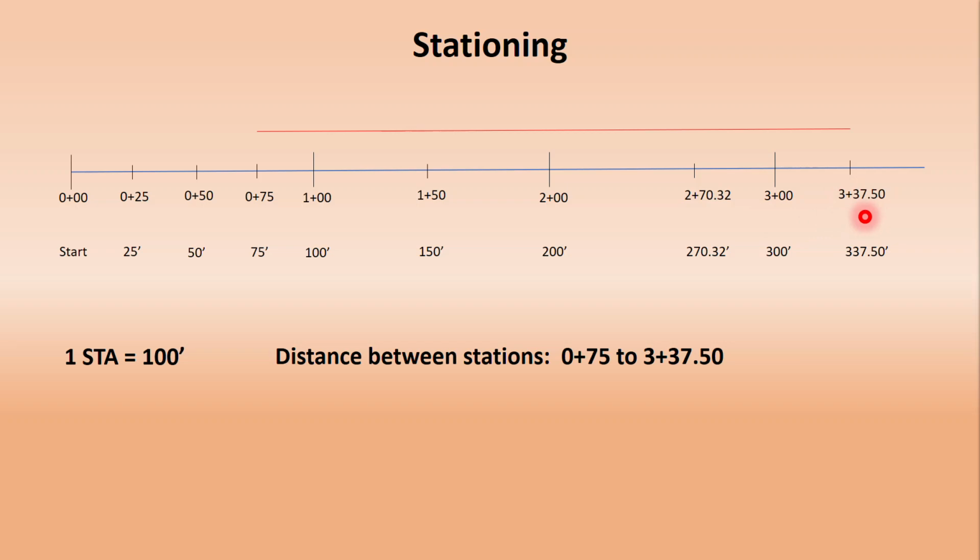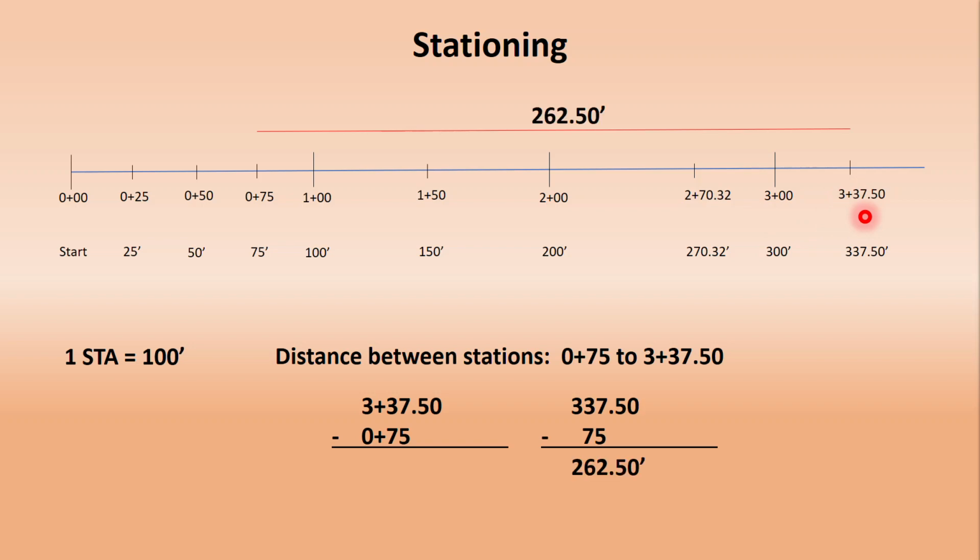Measuring the distance between stations is real common on a takeoff or an estimation assignment or project. You'd want to know what's the distance between station 0 plus 75 and 3 plus 37.50. You set it up just like a normal arithmetic problem, but you get rid of those plus signs. So you're essentially taking 337.5 minus 75 for 262.50 linear feet between those stations.